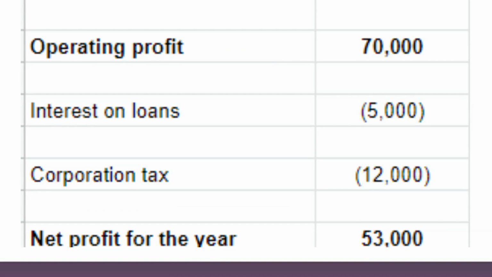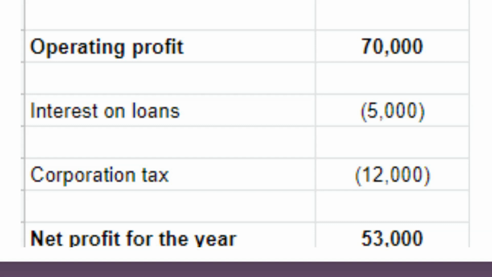Now finally, let's look at the net profit for the year, also known as the bottom line. To get this figure, we need to deduct interest and tax for the year. The interest for the year was £5,000, and the corporation tax paid by the company to the government for the same year was £12,000.